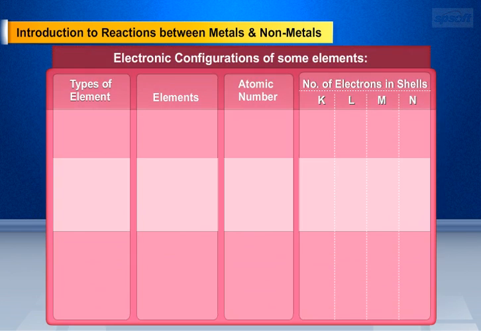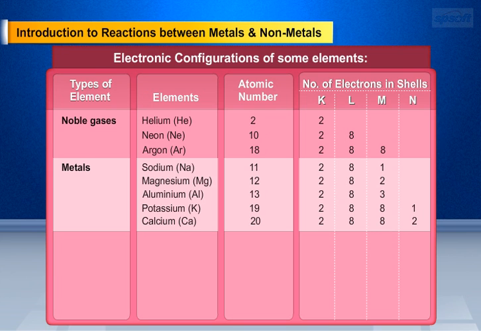Let us have a look at the electronic configuration of noble gases, some metals and non-metals, which explains the reactivity of elements, as a tendency to attain a completely filled valence shell. Helium is a noble gas and its atomic number is 2. It has 2 electrons in its K shell. Neon is a noble gas and its atomic number is 10, it has 2 electrons available in K shell, and 8 electrons available in L shell. Argon is a noble gas and its atomic number is 18, it has 2 electrons available in K shell, 8 electrons available in L shell, and 8 electrons available in M shell.